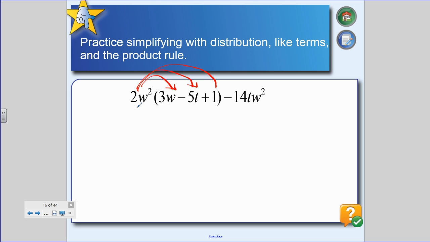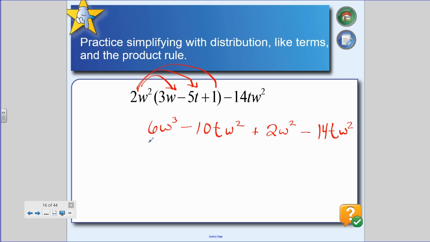All right, so when I distribute, this is going to become 2w squared times 3w, which is going to be 6w to the third. 2w squared times 5t. Bring down my subtraction sign. This is going to be a minus 10tw squared. And 2w squared times 1 is going to be just simply itself, plus 2w squared. And then minus 14tw squared, which is on the outside of the parentheses.